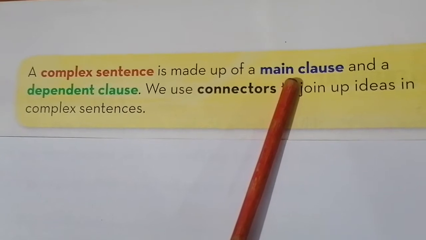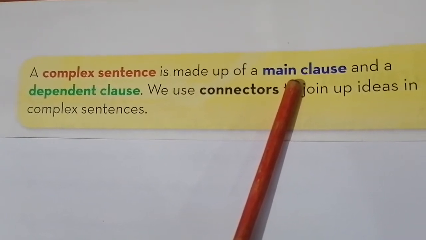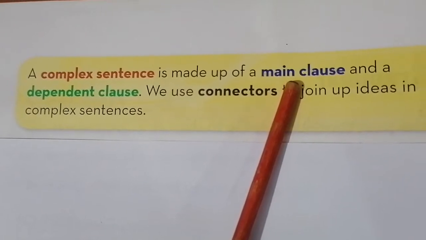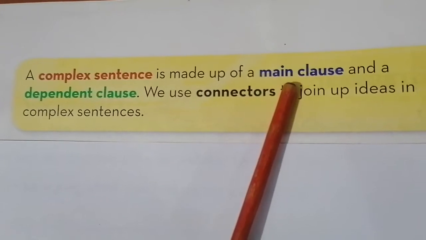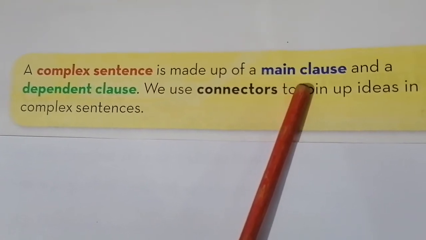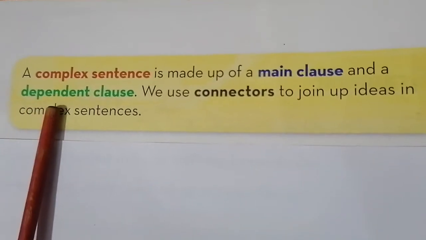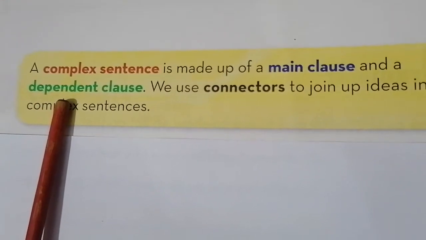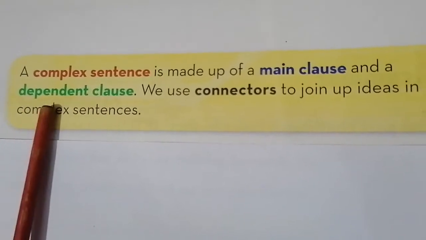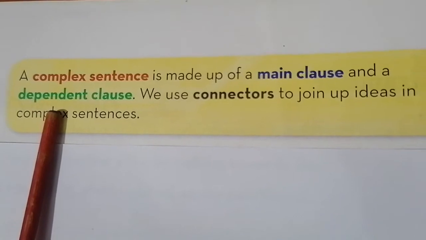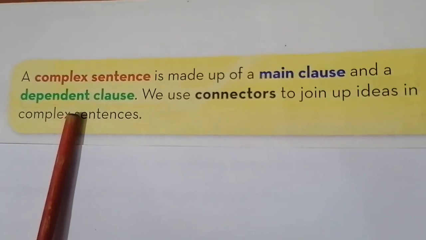But now what is the meaning of main clause? Remember, dear students, main clause means a clause that can form a complete sentence standing alone, having a subject and a predicate. So you can say main clause is an independent clause. Now what is the meaning of dependent clause? Dear students, a dependent clause is one that cannot stand alone as a complete sentence. So you can say a dependent clause is a subordinate clause.